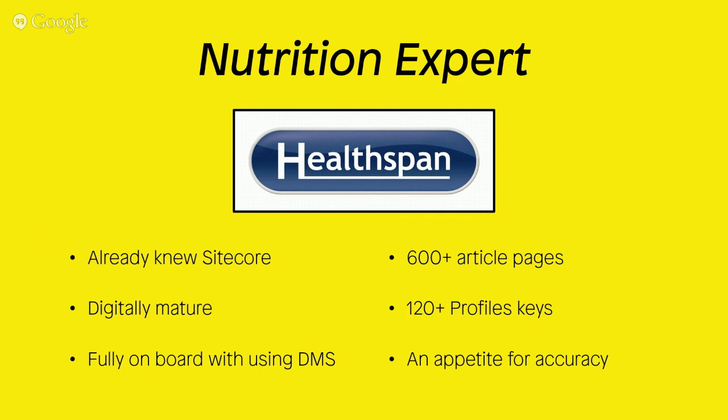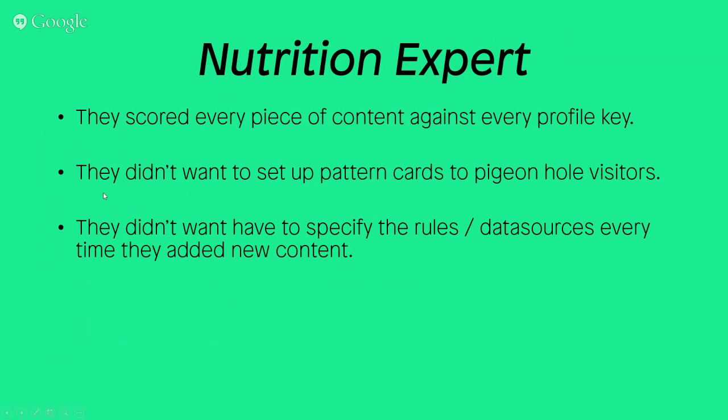So when we talked about scoring, we initially talked about pattern cards, which are sort of like presets, so you can apply scores to multiple keys and multiple profiles in one go. But they didn't want to do that. They wanted to score every single piece of content manually, so that's 600 article pages against 120 different profile keys manually, and they wanted to do that. So that's what they did. They scored every piece of content against every profile key.